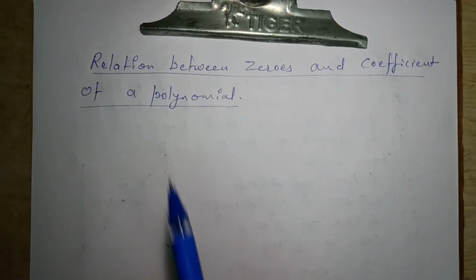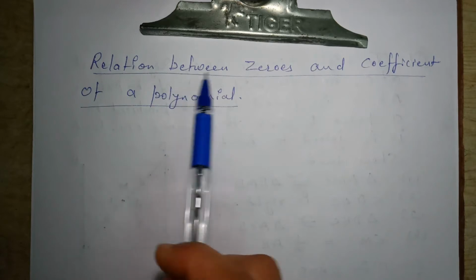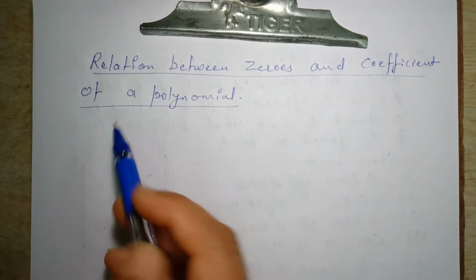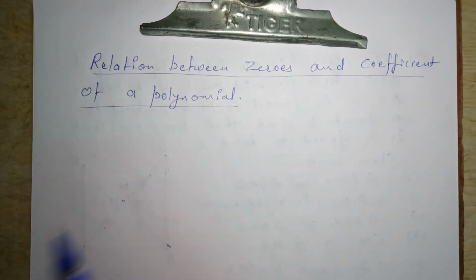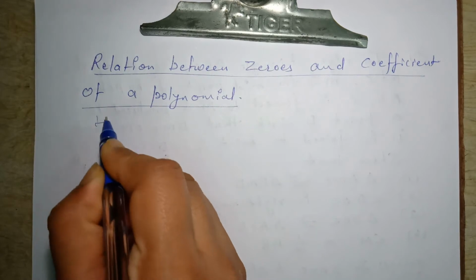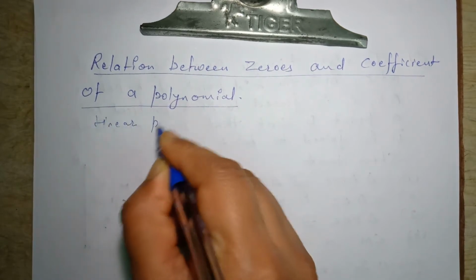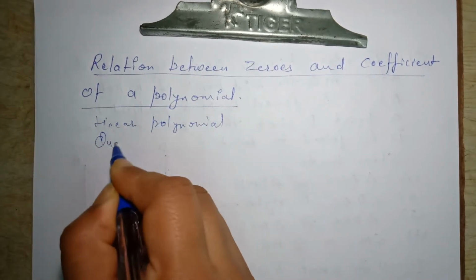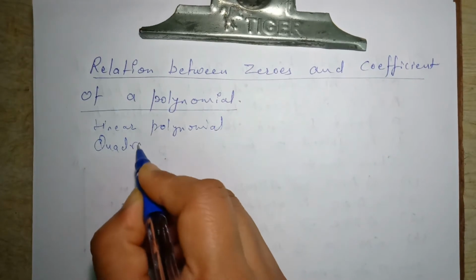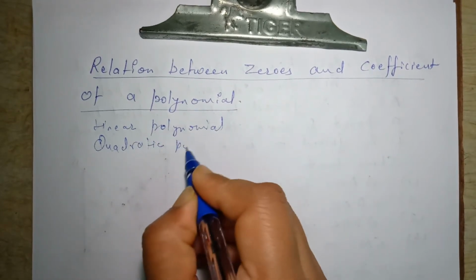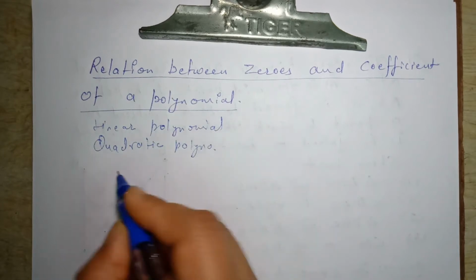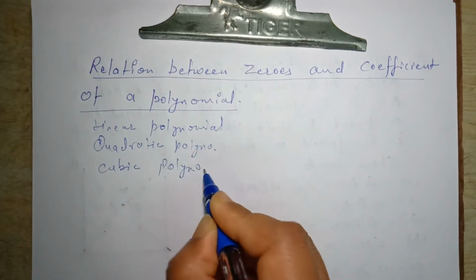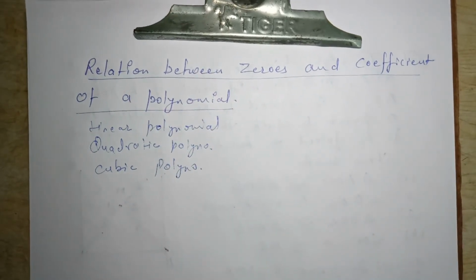Yes, children, today we're going to learn about the relation between zeros and coefficients of a polynomial. We have learned that three types of polynomial are there in class 10th: linear polynomial, quadratic polynomial, and cubic polynomial. These three types of polynomial are there in class 10th.